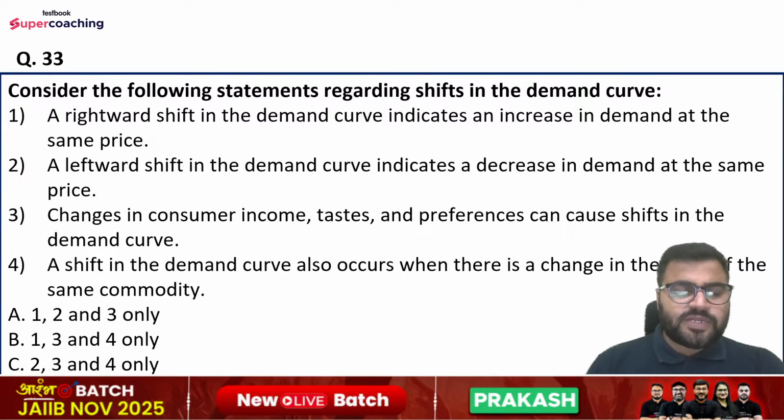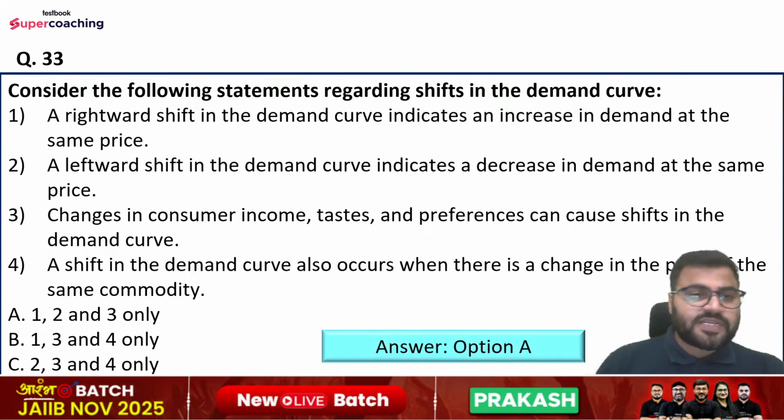Changes in consumer income, taste, and preferences can cause a shift in the demand curve. A shift in the demand curve also occurs when there is a change in the price of the same commodity. Options are first, second, and third only, first, third, and fourth only, second, third, and fourth only, or first and fourth only. So right answer is option number A here, that is first, second, and third only.